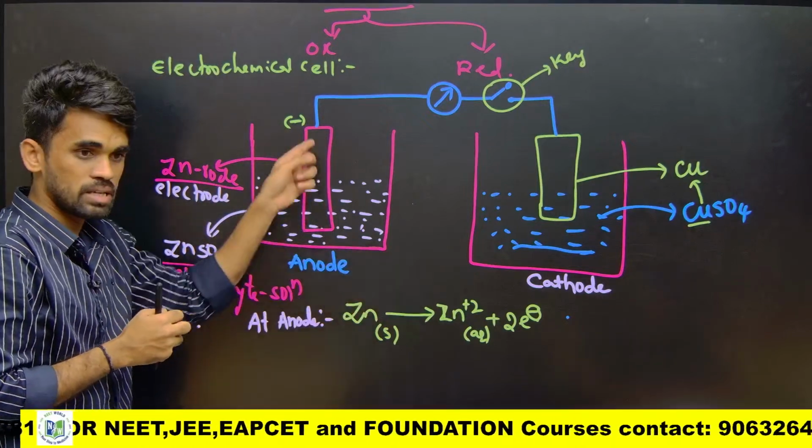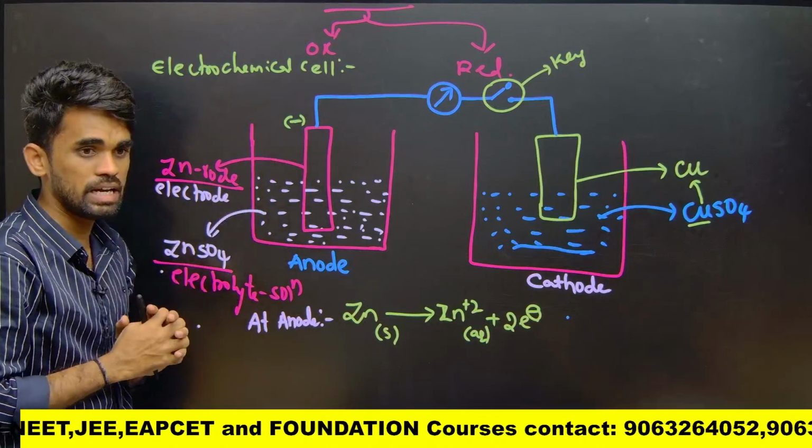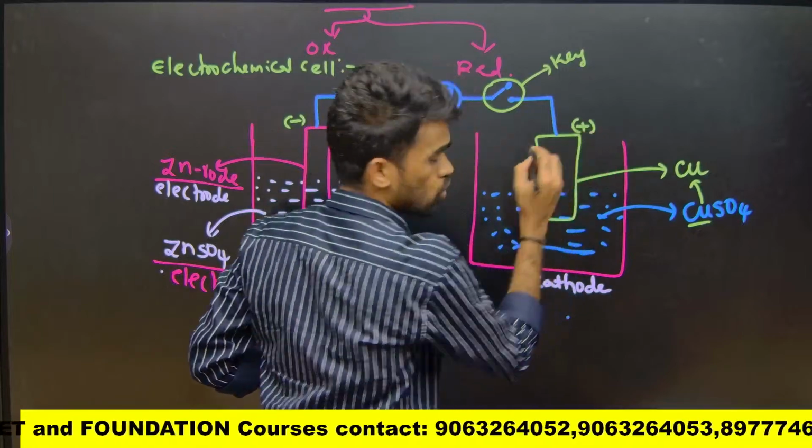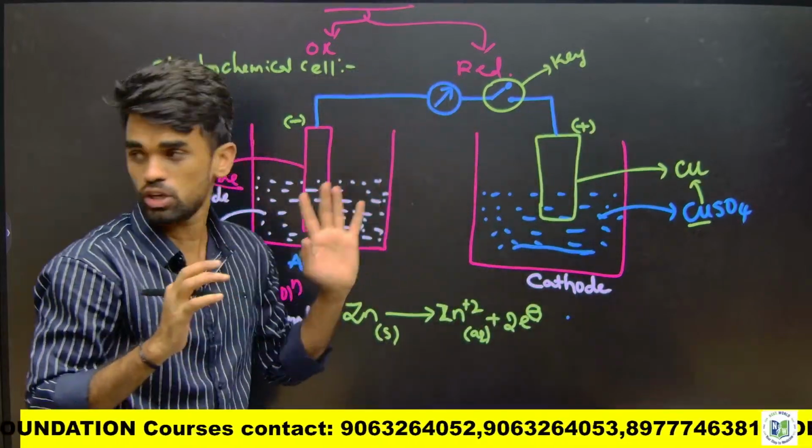Electron density is more here now, so that's why we are indicating negative charge for anode and positive charge for cathode. Hope it is clear. Now these signs are also important. Okay.